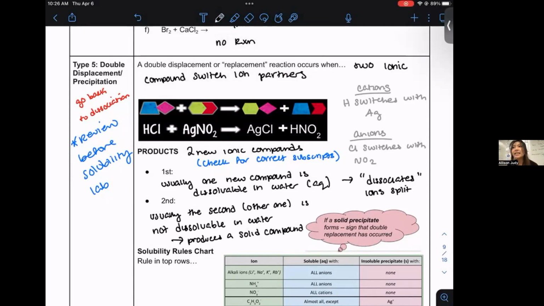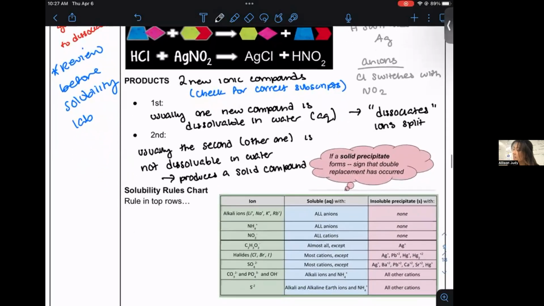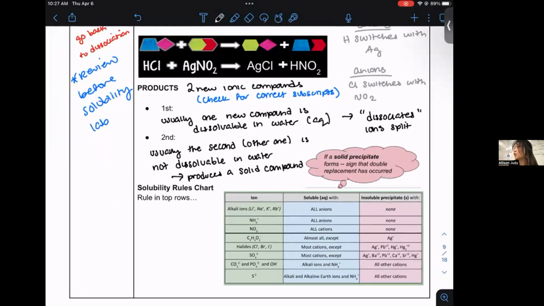What's a really good indicator of a chemical reaction occurring? You get some solid that wasn't there before when you mix two things. So oftentimes one of those two new compounds ends up being a solid that doesn't split up in the watery solution that you mix them in. This is where an important chart comes into play.